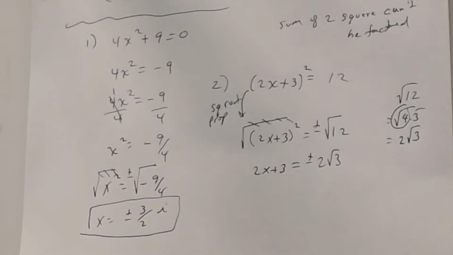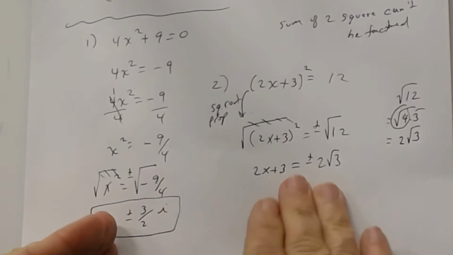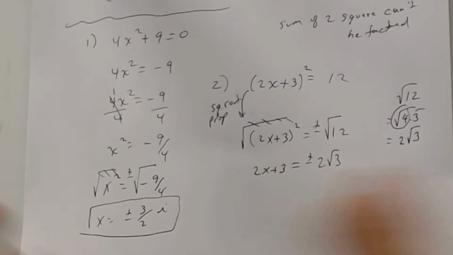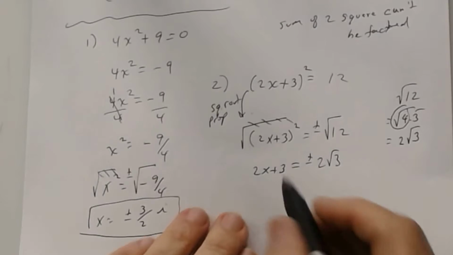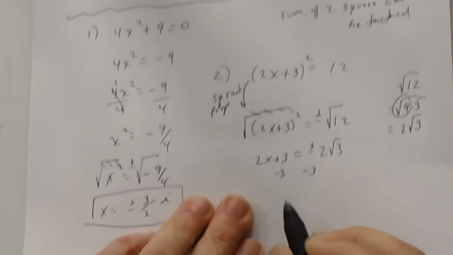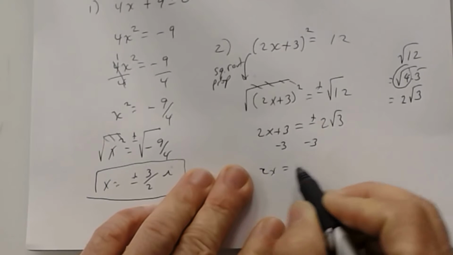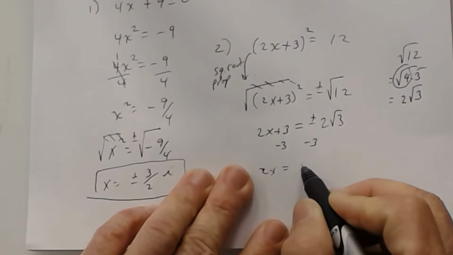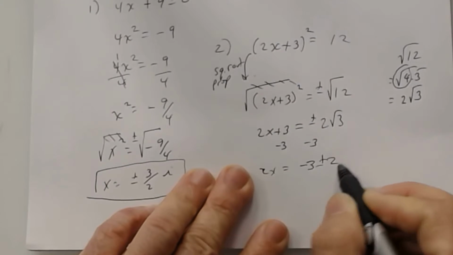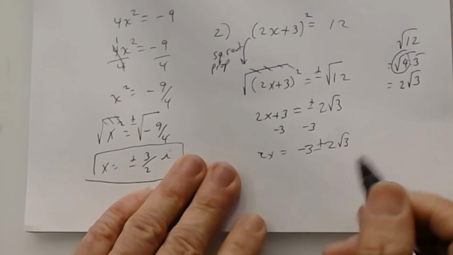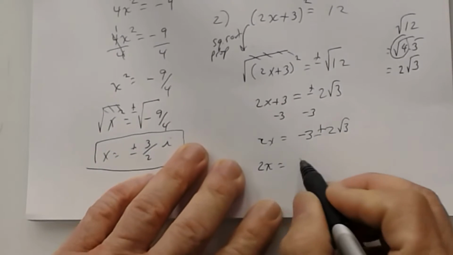Then yesterday, if you recall, we talked about this: if the square root is left in there, would this be a rational or irrational number? Irrational. So since this is irrational, it's okay if you just bring the 3 over and then divide by 2, because there's nothing to combine. So if I subtract 3 from both sides, I'm going to get 2x equals negative 3 plus or minus 2 square root of 3. And then finally, divide both sides by what? 2.